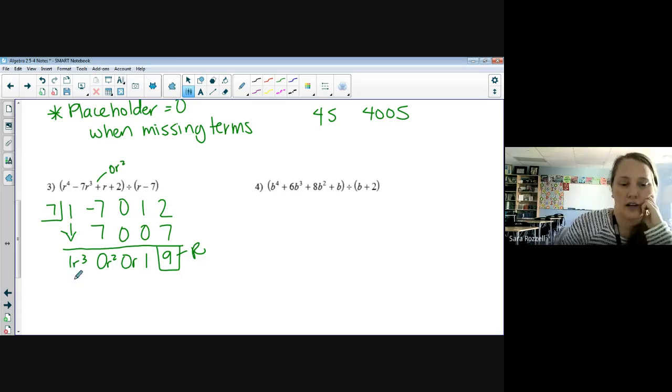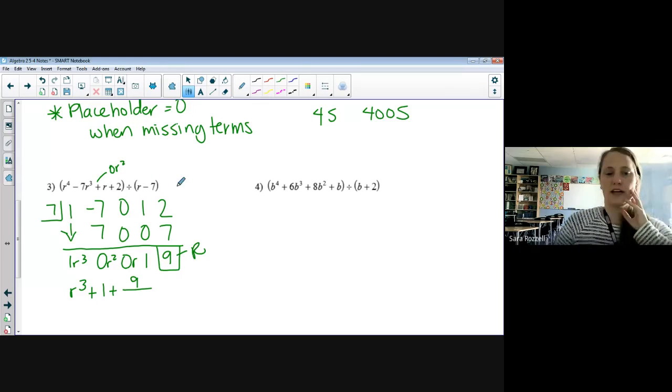So for your final answer, you'll write R cubed. We skip the zeros because 0 and 0, we don't need to write those. Plus 1 plus 9 over, and what did you divide by? R minus 7.